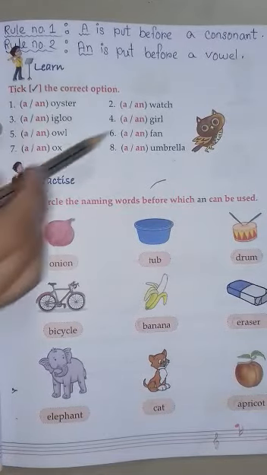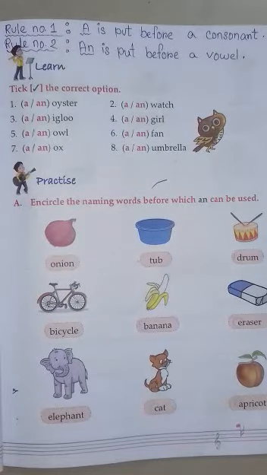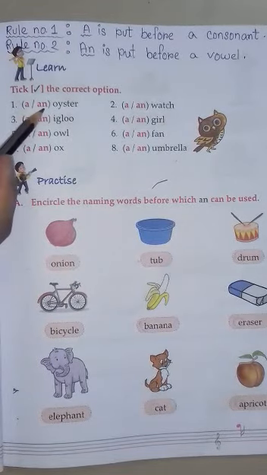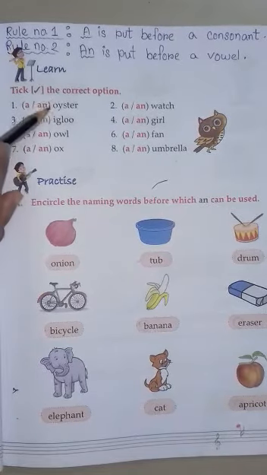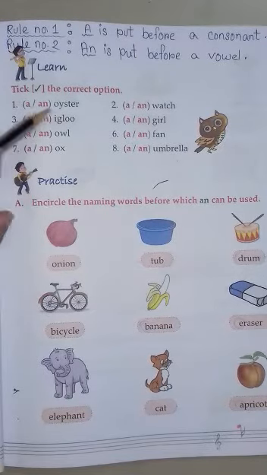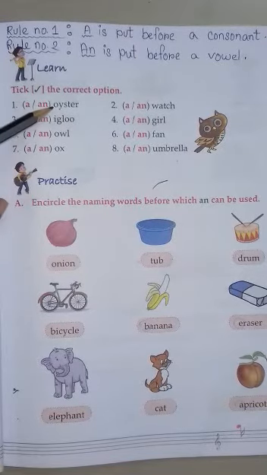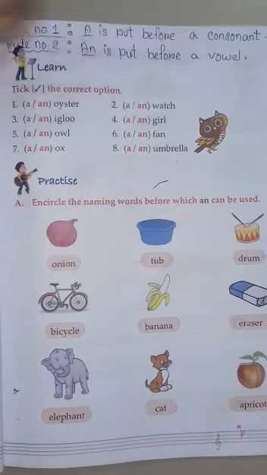And they all are naming words. We always put A and An before our naming words. And here we have 2 options. So what is the right answer? Owl. So first look at the first letters only. Okay? Only the first letter. Owl begins with the letter O and O is a vowel. So we put An before a vowel. So the answer is An.